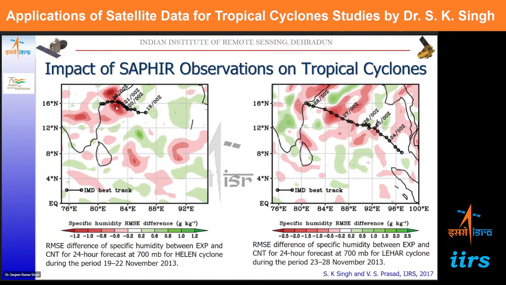So you can see this RMSE difference, the RMSE in the experiment run minus the RMSE in the control run. The negative value shows the improvement in specific humidity, and the green value shows the degradation of specific humidity. It was tested on two cyclones that formed in 2013, Helen and Lehar. You can see that if you assimilate this Saphir observation into the model, it will improve your model field.